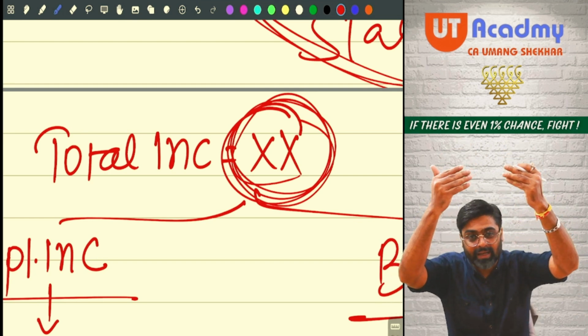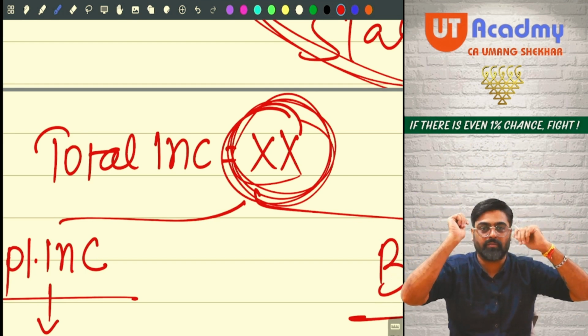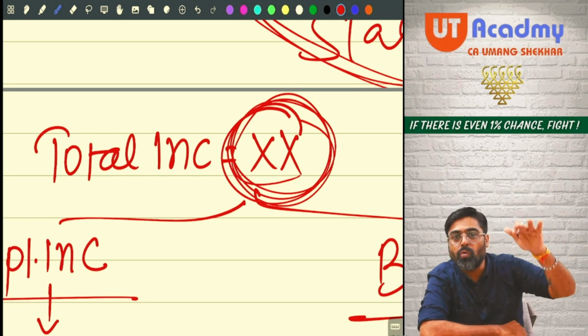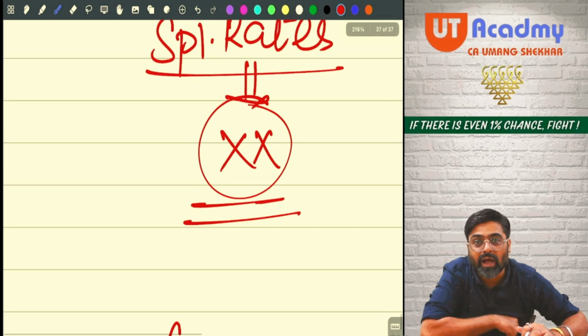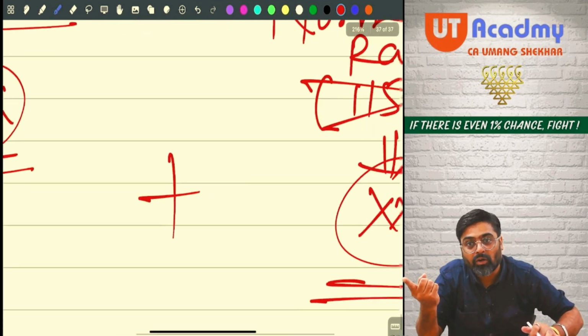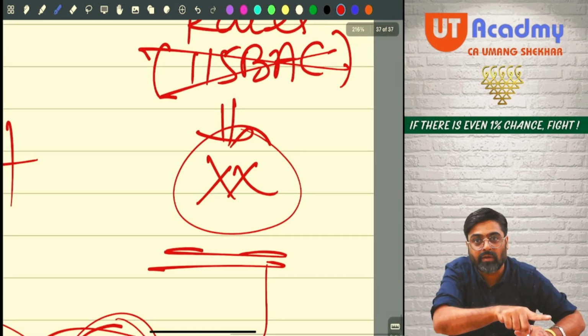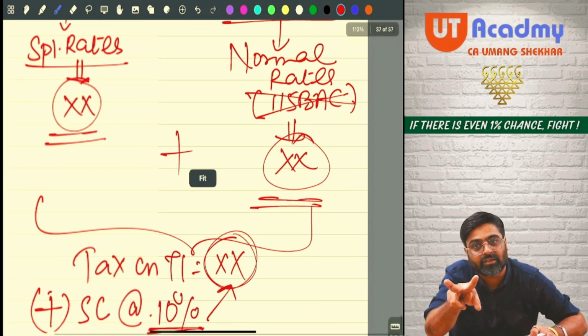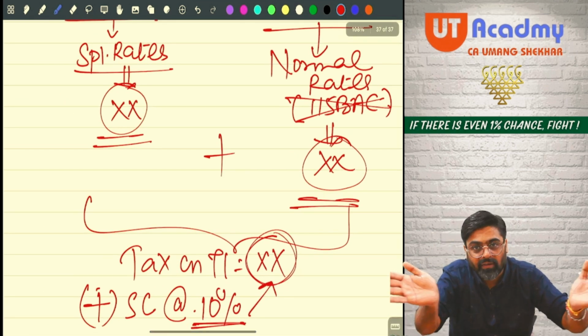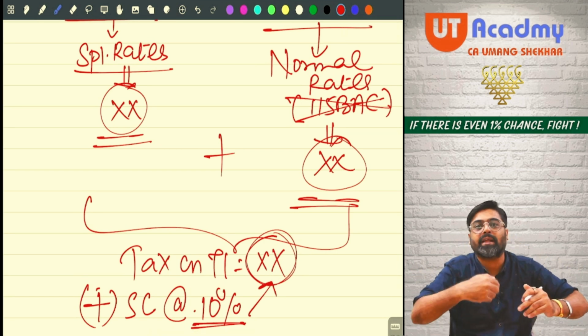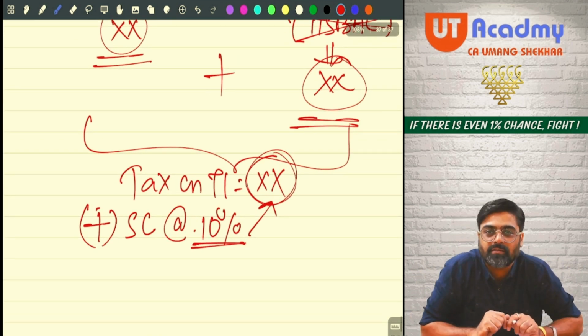If my total income is more than 50 lakhs, but it is up to 1 crore, then on my special tax also I have to give 10%, and on my normal tax also I have to give 10%. That means on both the taxes I have to pay 10%. Why do 10% twice? I will add both of them and on the entire tax I will pay 10% surcharge.